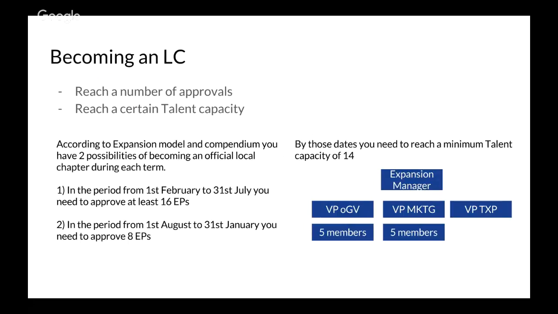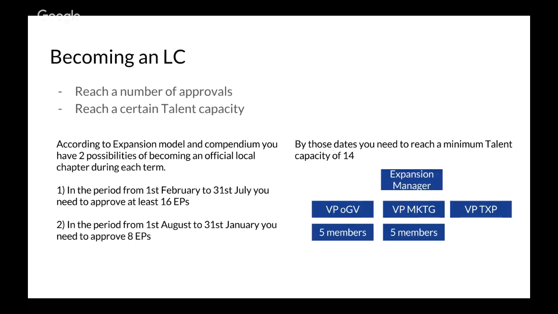We have 2 criteria that are based on the expansion model and also on our compendium. That is basically reach a number of approvals and reach a certain talent capacity. Mainly you have 2 possibilities to become an official local chapter during the term. So the first one, you have 2 periods.